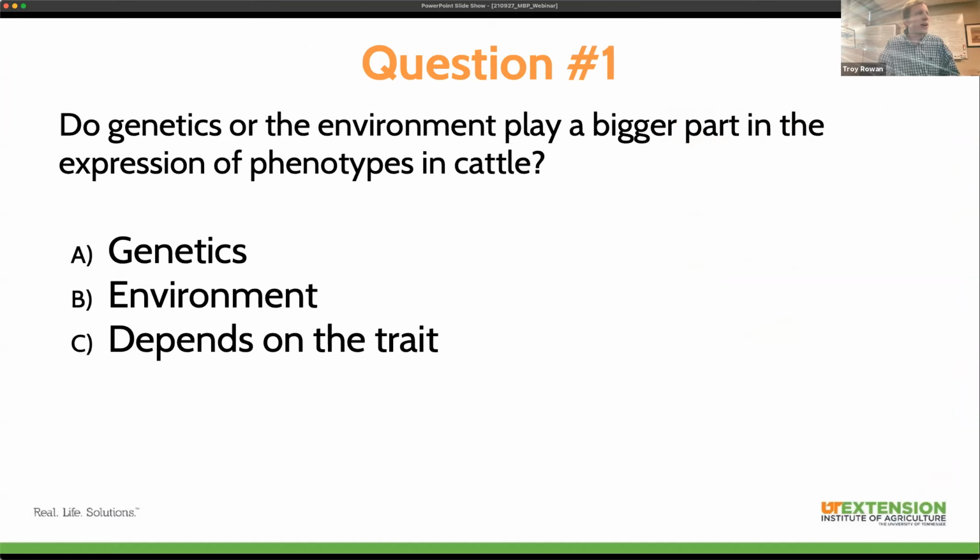So if Courtney wants to pull that up, my question is, do genetics or environment play a bigger part in the expression of phenotypes in cattle?